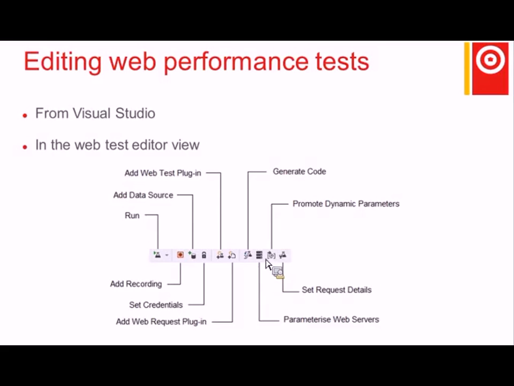One very useful option, which I don't know a single person who works with web performance tests who doesn't use on just about every web performance test, is parameterizing your web servers. What parameterizing your web servers enables you to do is identify every single web server that you're talking to, and take that web server and turn it into a context parameter.